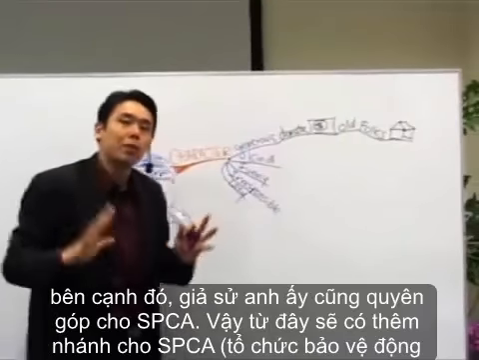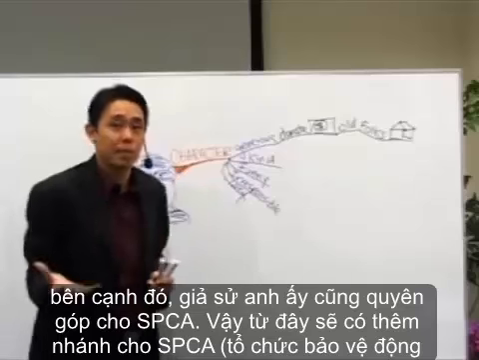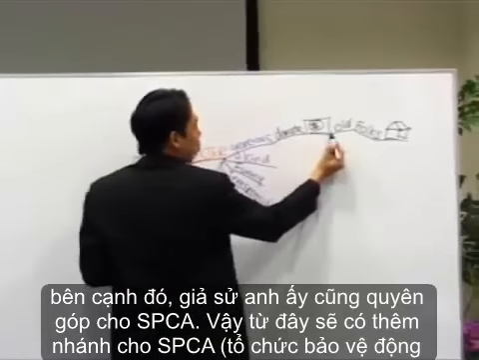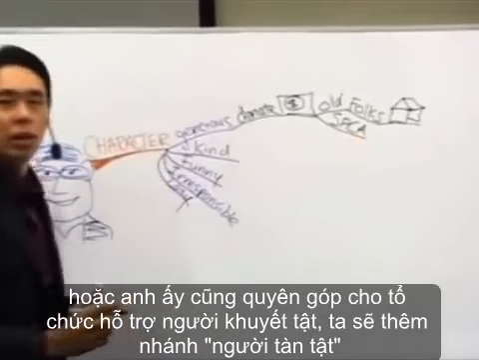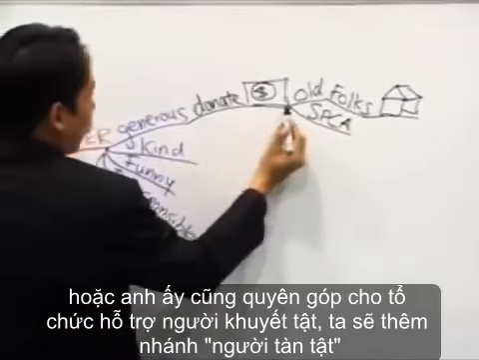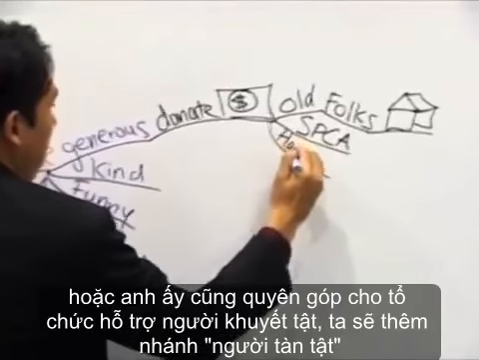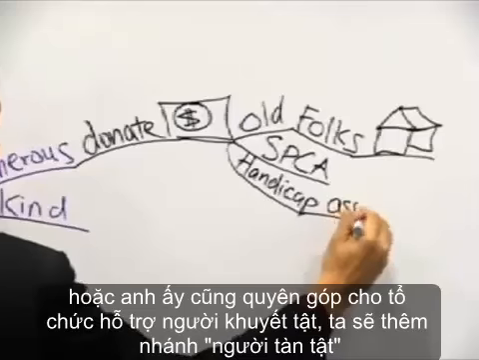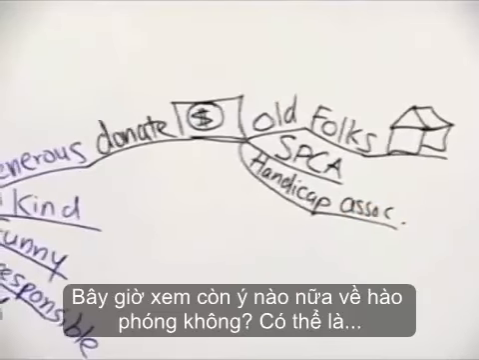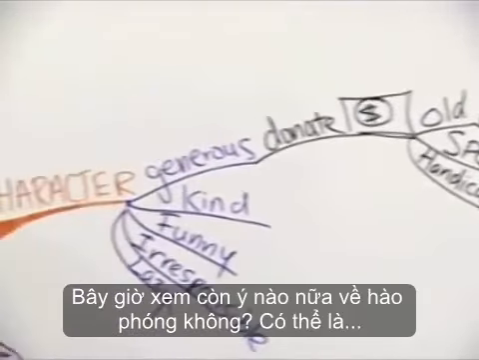Now, besides donating money to old folks' home, let's say he also donates to the SPCA. So from here, can we also branch out SPCA? Yeah. Let's say he donates to the Handicap Association. So from here, we can branch out Handicap Association. Alright?